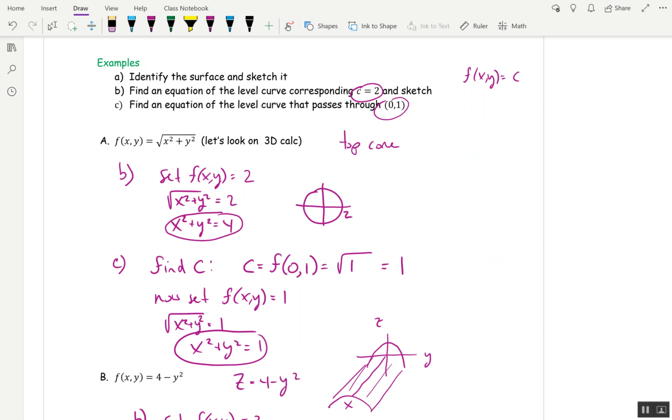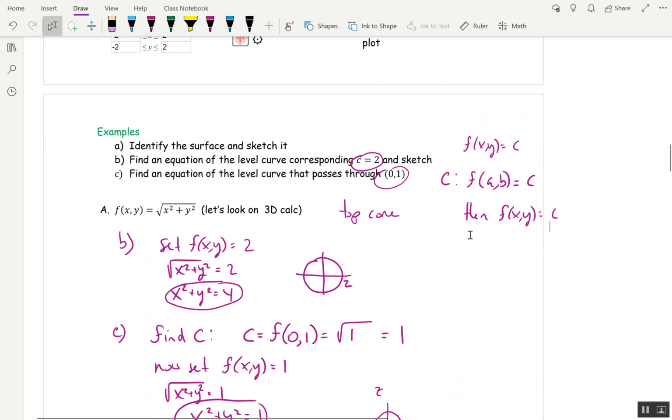That's a two-part thing. The first thing you'll have to do is find C, and C will be f of whatever point I give you. If I give you (a, b), C will be f of (a, b). That'll be step one, and then you'll look at the curve f of x, y equals C, like you did in the first case. All right, and that is it for this section.